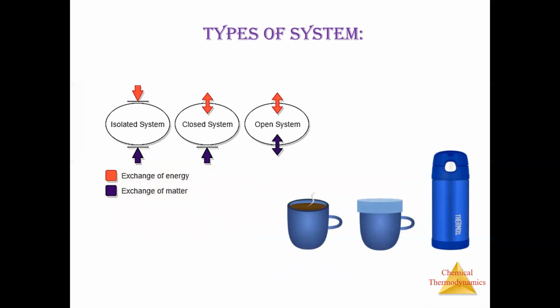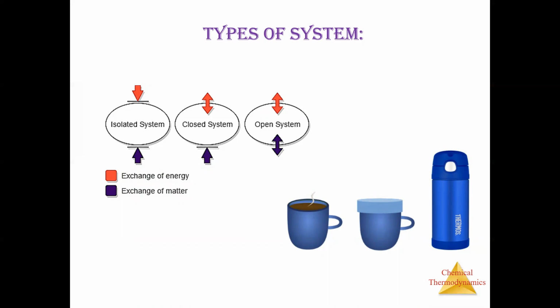Types of systems depend upon the exchange of energy and exchange of matter. Here we have an example. You can see the picture on your right-hand side. We have a cup filled with coffee or tea. You can see the vapors coming out, which means it's hot. In the next cup, you find a lid kept on it, and the third one is kept in a thermos.